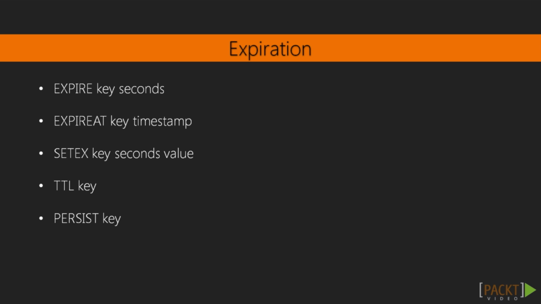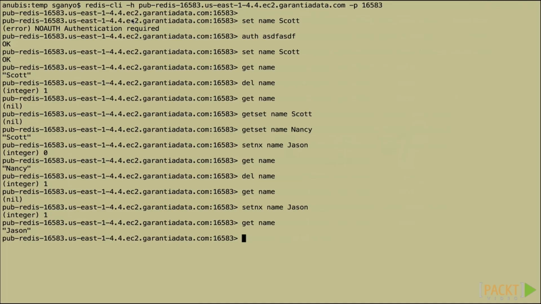Alternatively, for simple string values, you can actually use the setex command to set a value with a timestamp in a single command. Then, once the expiration has been set, the ttl command allows you to query that key for its expiration. And persist lets you delete the expiration time and thus allows the key to remain persistent. So let's play with that just a little bit.